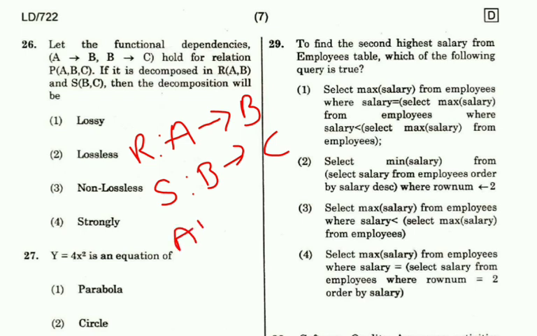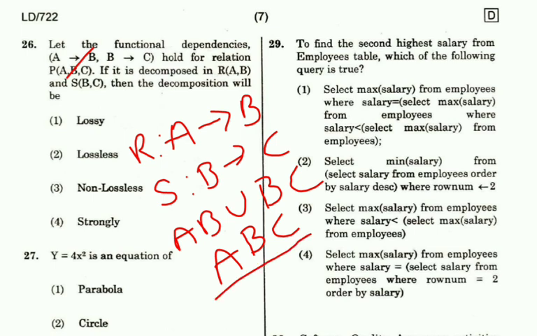That is AB. So A closure is AB, B closure is BC. So union BC, we get the whole relation, that is ABC. That means it is representing the relation ABC here. So since B is the key in S of B, C, the decomposition is lossless. If the natural join of the decomposed relations results in the original relation without any loss of information, then it is called a lossless decomposition. So here option 2 is the correct answer.